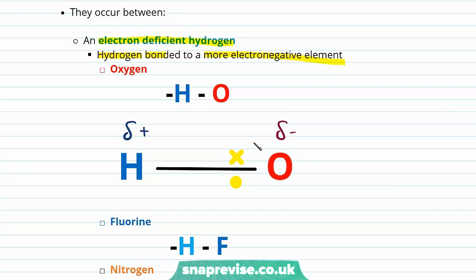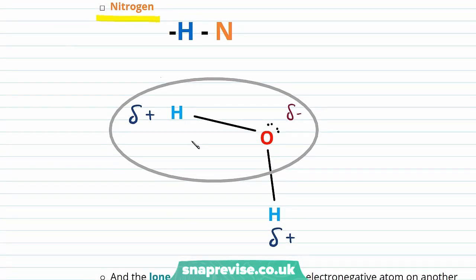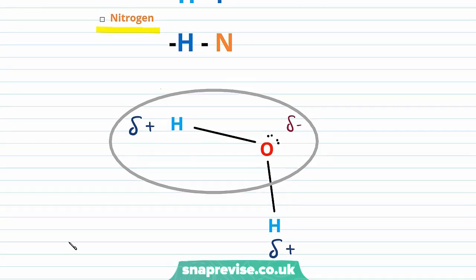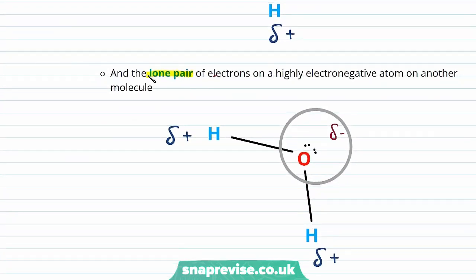Generally, the elements that when bonded to hydrogen result in an electron-deficient hydrogen are oxygen, fluorine and nitrogen. And you can see here we have our hydrogen bonded to an oxygen. The oxygen is slightly more electronegative and the hydrogen slightly more positive. So that's the first component of our special situation. The second is the lone pair of electrons on a highly electronegative atom on another molecule. Again, that electronegative atom can be either oxygen, nitrogen or fluorine. So you can see here we have our oxygen with two pairs of lone electrons.